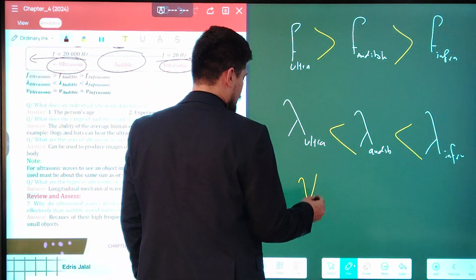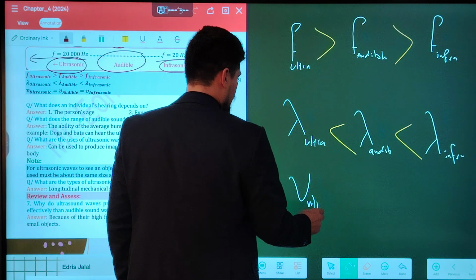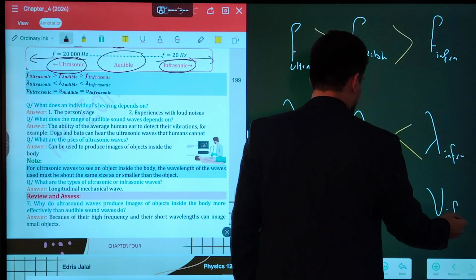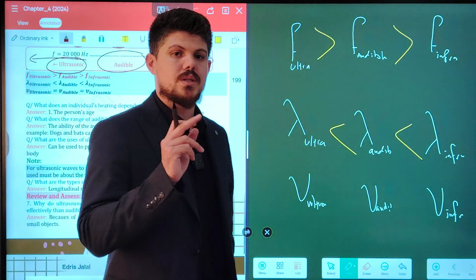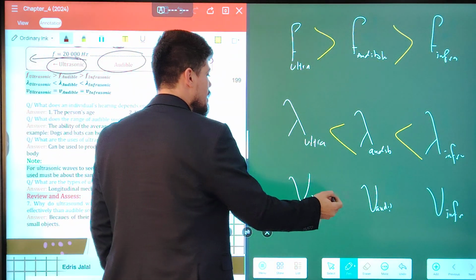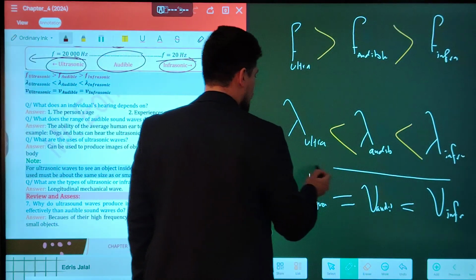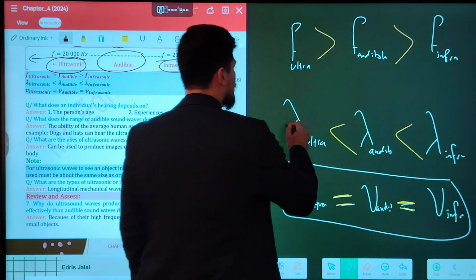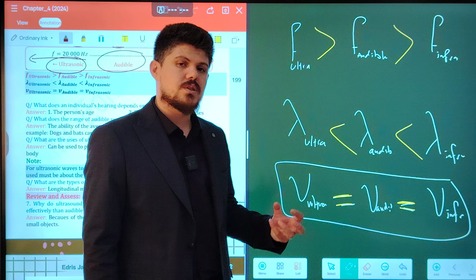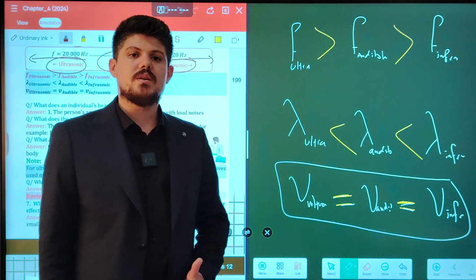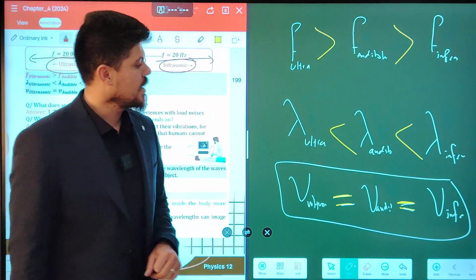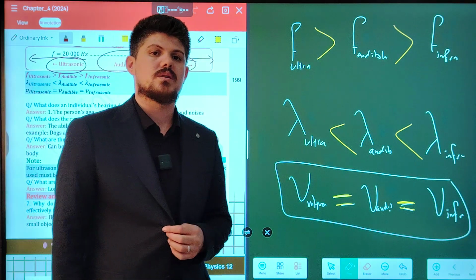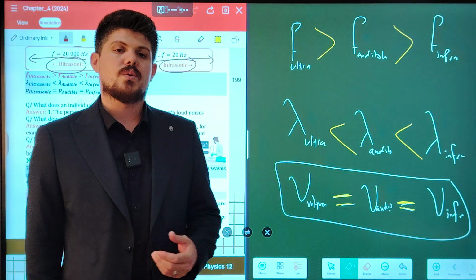So what about velocity? The speed of ultra, the speed of audible, the speed of infra. Which one has more speed in a given medium, guys? In a given medium, all sounds travel with the same speed, no difference, because the speed of sound does not depend on frequency and wavelength. It depends on the type of medium and the temperature. Which of the following sound waves has the highest speed, for example? In which of the following sound waves is the velocity of sound greater?